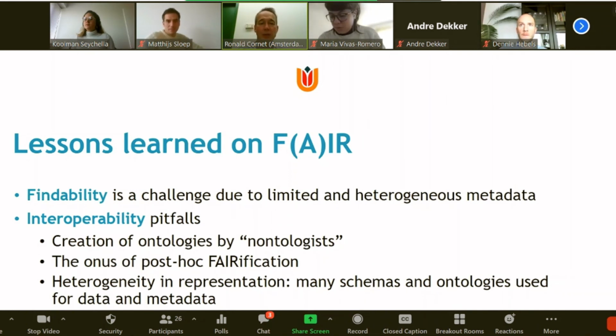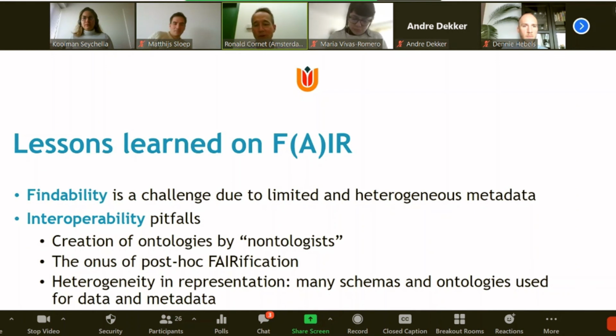I think there's a bunch of interoperability pitfalls. I see people creating ontologies from scratch, which aren't really ontologies. Maybe not so nicely, call these people non-ontologists. They sometimes create schemas and don't realize they create a schema and think they create an ontology. So that's also an area where we need to do further training, or at least raising awareness.